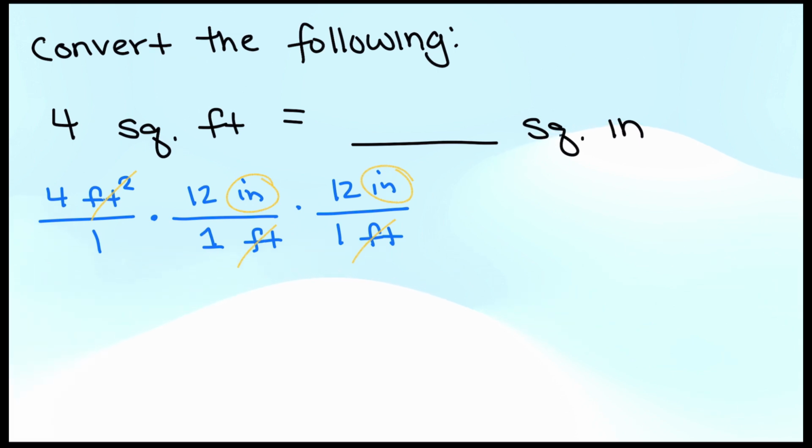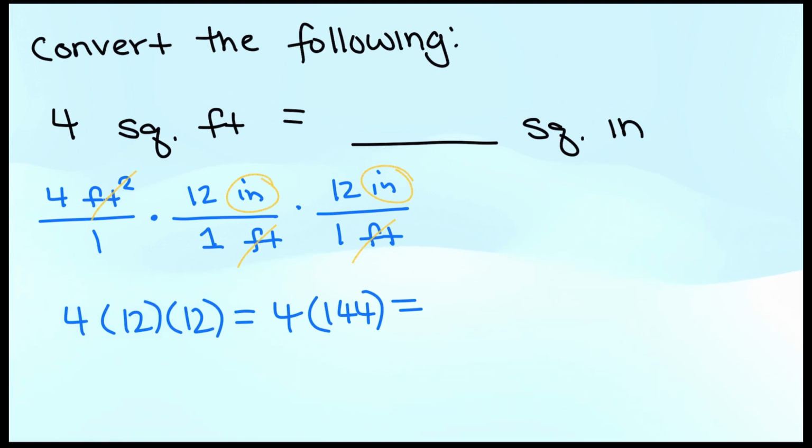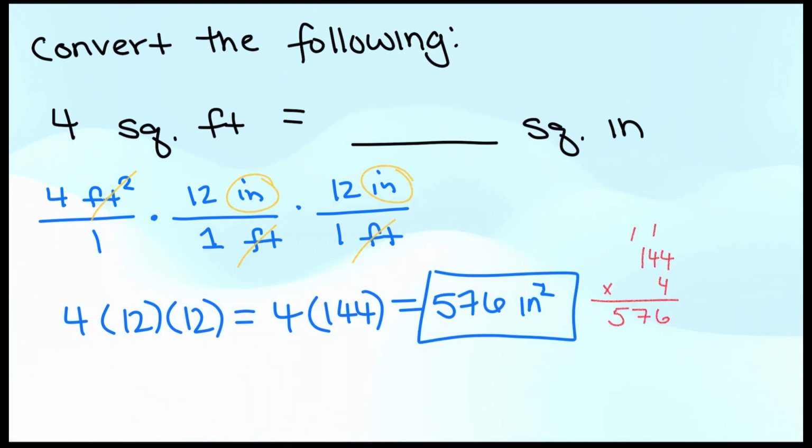So basically, anytime you're working with an area unit like square feet and square inches, you have to multiply by that conversion factor twice. So now I'm left with 4 times 12 times 12, technically over 1. 12 times 12 is 144, and 4 times 144 should be 576, and that's my final answer, 576 square inches, or inches squared.